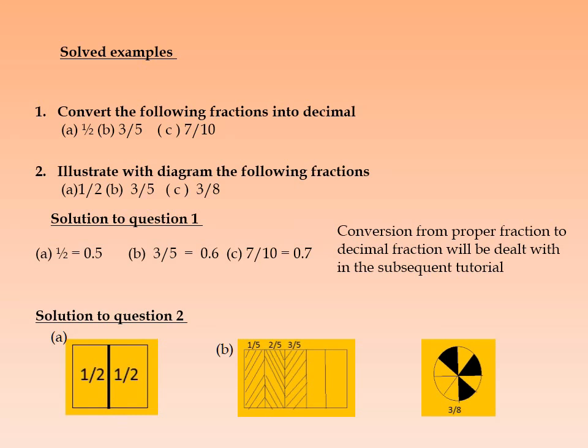And the last one, sorry, the last one is 3/8. So we use a circle to represent this. That is a circle that is divided into 8 equal parts, and 3 out of the 8 parts were shaded to depict 3/8.